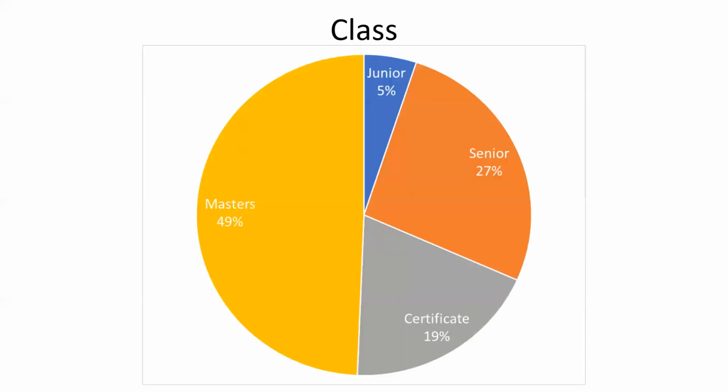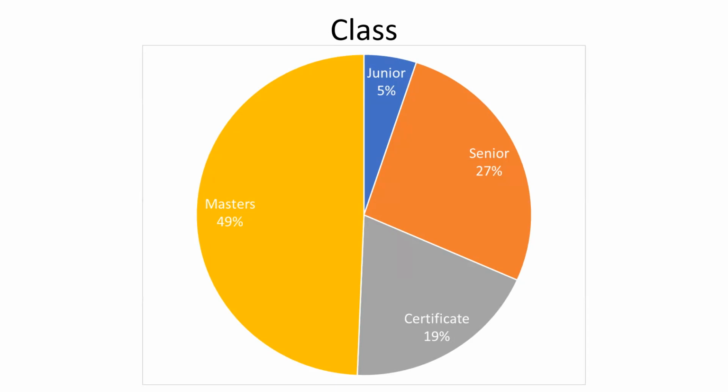All right. Class. Well, almost half of you are master's students working towards a master's degree. A bunch of seniors and some juniors there. You can see about a third of them are juniors and seniors. And then 20%, or actually 19%, are students working on a certificate in cybersecurity. So that's how it breaks out.